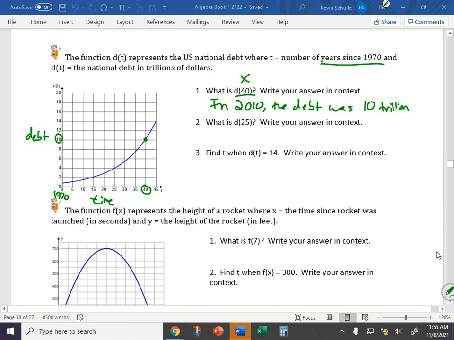Let's go down to number 3, since number 2 is very, very similar to the first one. It says find t, or find the time when d of t, which remember is just a way to say y, is 14. Find t when d of t, or y, is 14. What are we going to be looking for here?